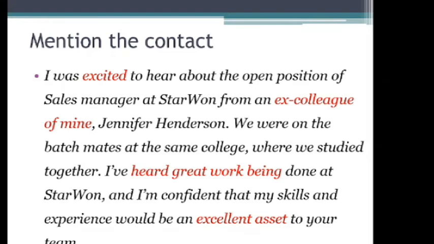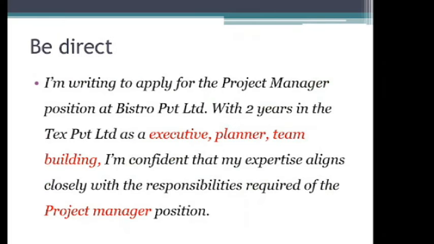Now regarding the contact, if you mention something regarding the previous contact, you can write that you would have met that particular person somewhere, or you would have contacted that person. So mentioning that, you can write the first paragraph.